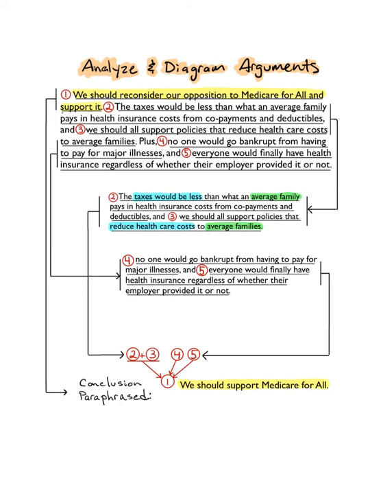Whereas 4 and 5, since they're independent, 4 could not be true and 5 could still support it. Or 5 could not be true and 4 could still support it. So once we have the structure, then it comes down to whether in fact those claims are true, and that's why it's important to understand the relationship among those premises.